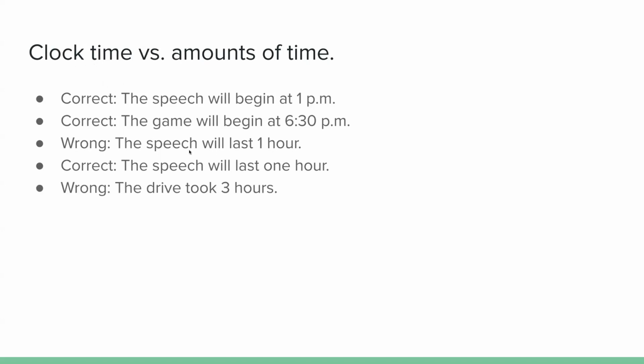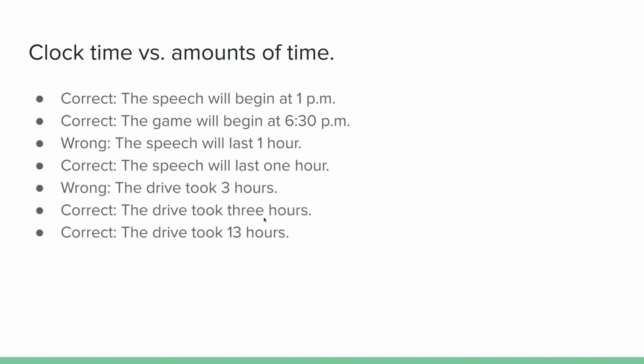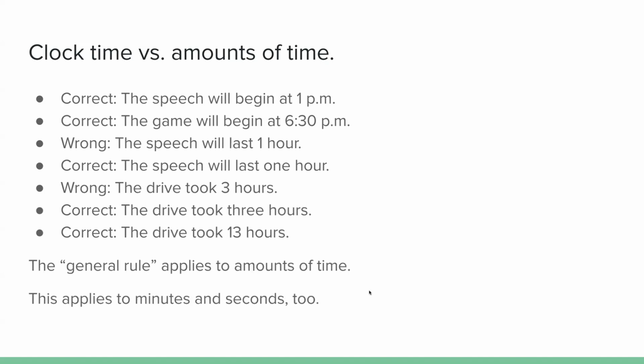It would be wrong to write the drive took 3 hours. Instead, we would want to write the drive took three hours with 3 spelled out as a word. The drive took 13 hours. Again, that's the general rule that applies here. So 10 and above is written as figures. So this would be correct. Three hours is correct with it written out as a word. This is wrong. The general rule applies to amounts of time. All my examples here were hours, but the same logic would apply if we were talking about minutes and seconds.